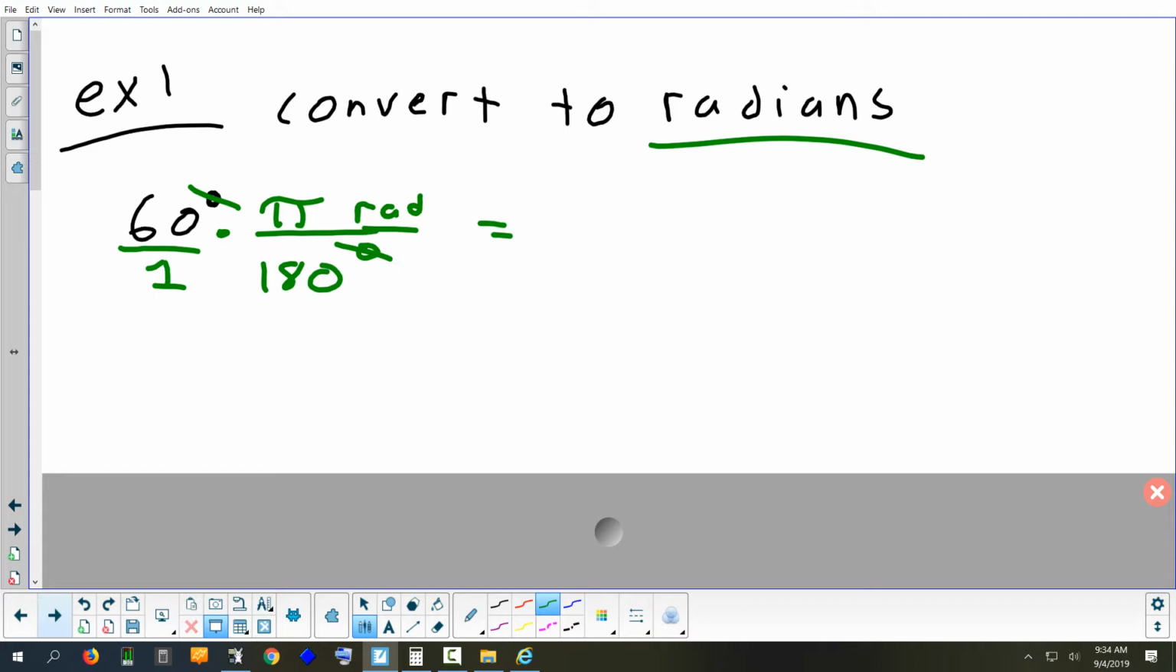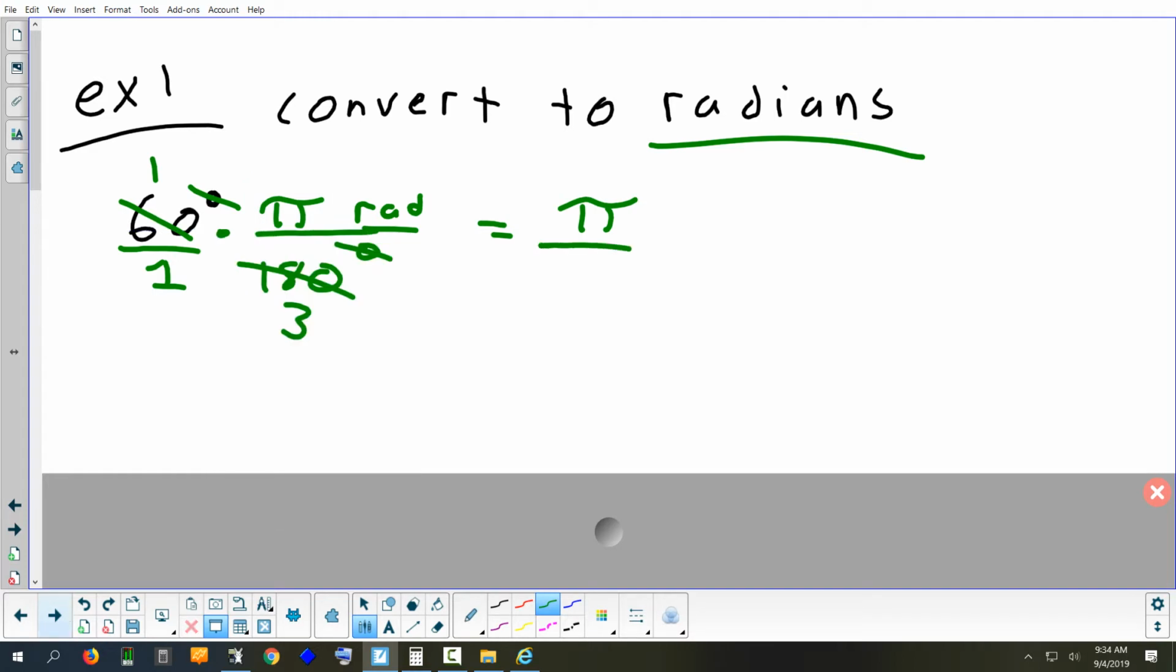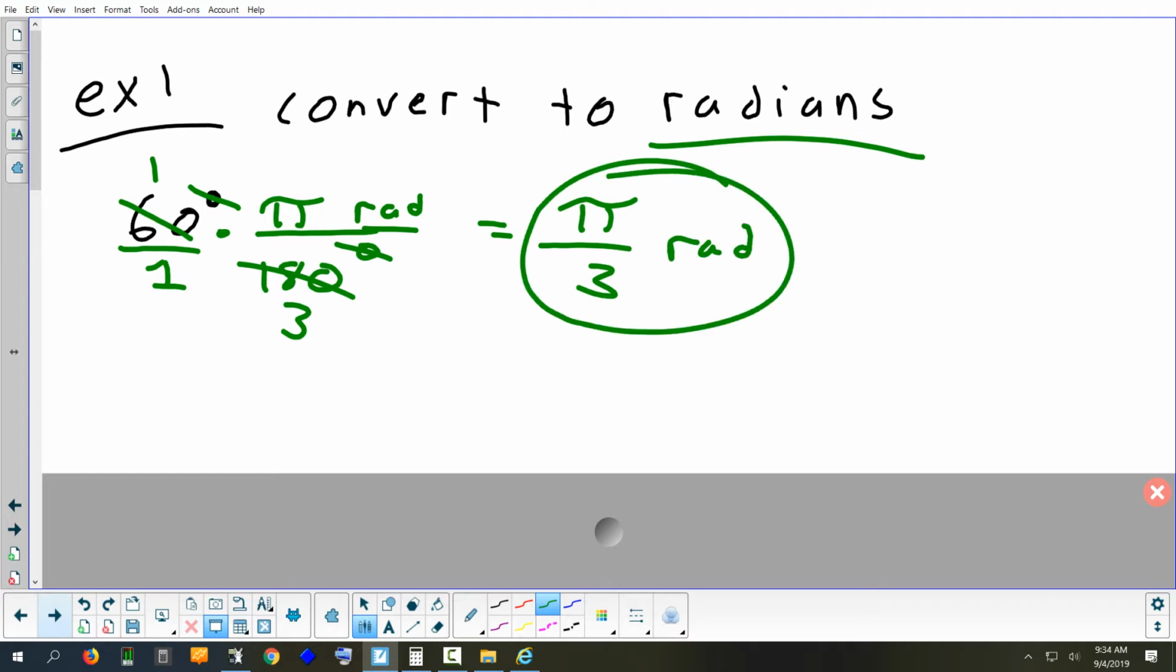Okay. And now before we multiply, we can reduce. 60 goes into itself once. And how many times does 60 go into 180? 3. So your final answer is 1 times pi, which is pi, over 1 times 3. Pi over 3. And that's how you leave the answer. You don't have to change it to a decimal unless they tell you to.